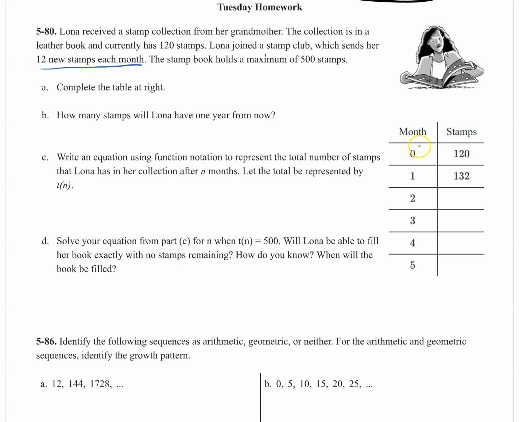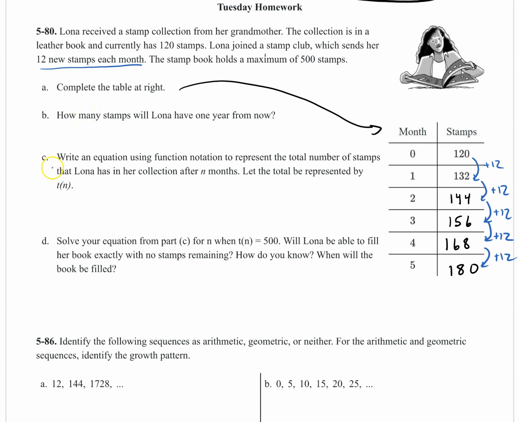Looking at this table here, it looks like it's just keeping track of the months for us. And every month adds 12 stamps to the collection. So this first part should be pretty easy, right? You just add 12 every month. 132 plus 12 more stamps, so she'll have 144 in the next month. And then in the next month, she'll have 156. After that, 168. 12 more the next month, that brings your total up to 180. That's part A.